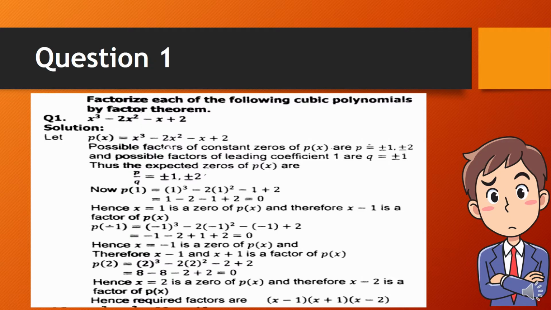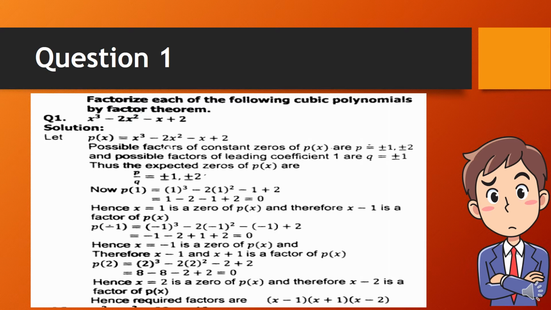Proceeding to question number 1, we have to factorize the given cubic polynomial by factor theorem. So as we have done in the example, x cube minus 2x square minus x plus 2. So here the constant term is 2, that is p. So the factors of p are plus minus 1, plus minus 2. Similarly, the leading coefficient, that is 1, will be q. So the factors of 1 are plus minus 1.